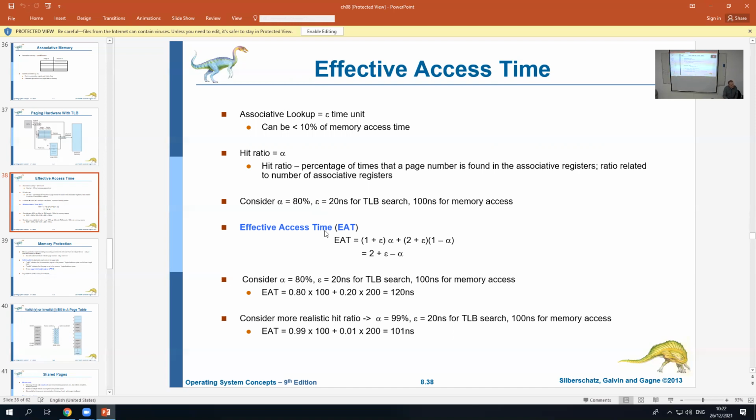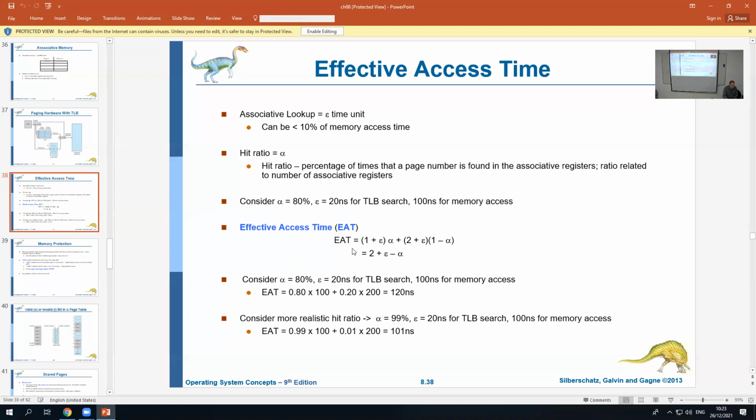So it's 20 ns, nanoseconds, which is a billionth of a second, not a millionth. And the memory access is 100 nanoseconds, right? 5 times as slow. So the effective access time is, remember we said that alpha is 80%. That means 80% of the time we have a hit ratio. So here's alpha.